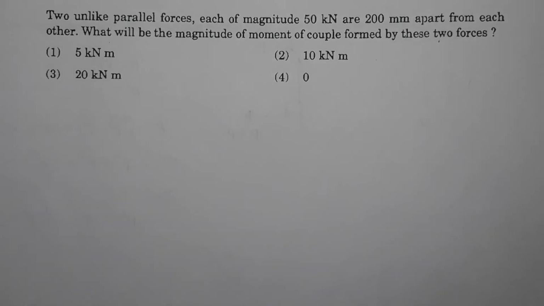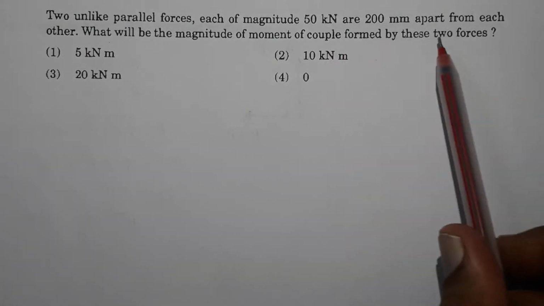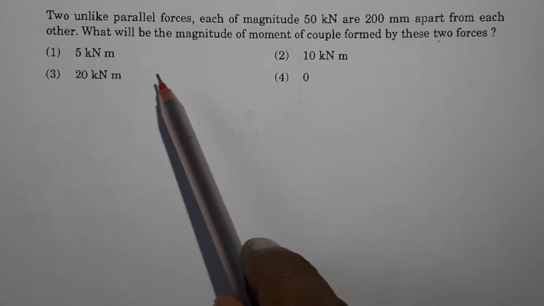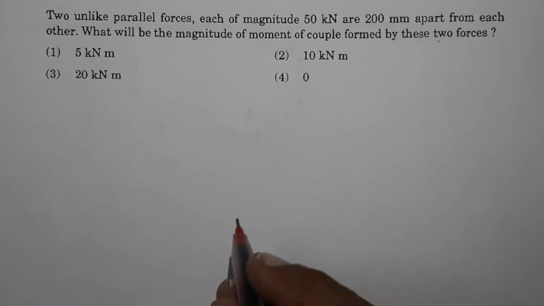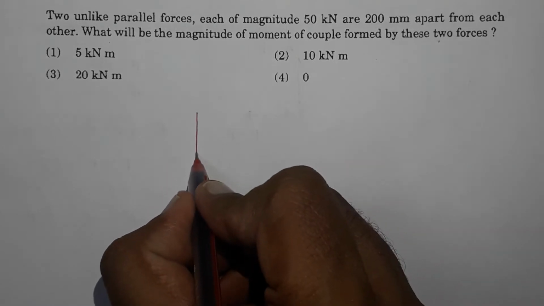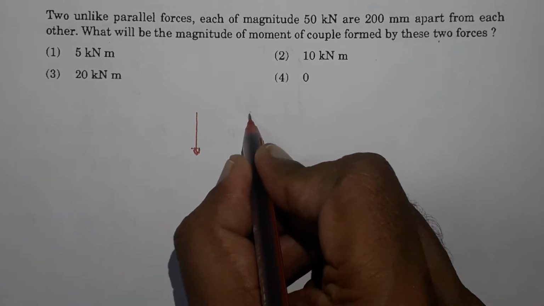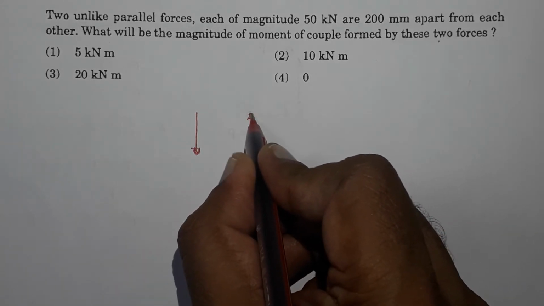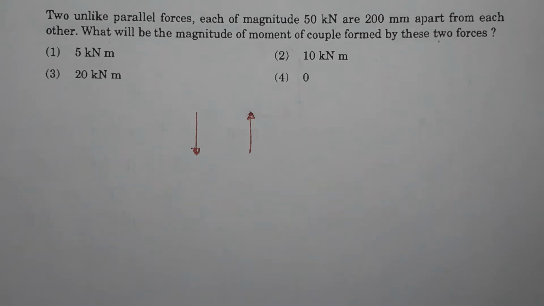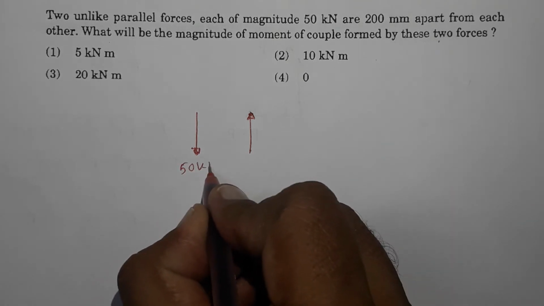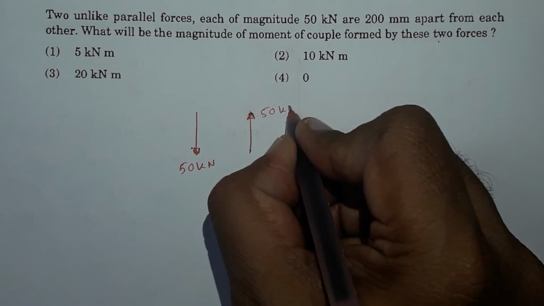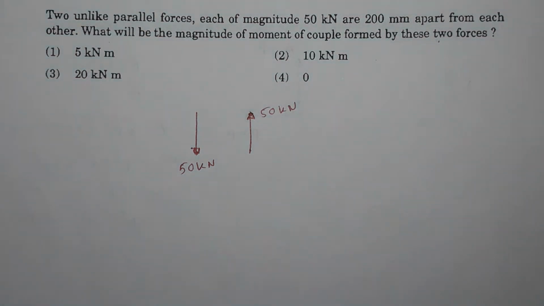that is question number 2. Two unlike parallel forces, each of magnitude 50 kilonewton, are 200 mm apart from each other. What will be the magnitude of moment of couple formed by these two forces? So there are two forces which are 50 kilonewton each. So let it be the first force, and this is the second force. So there are two unlike parallel forces. Unlike means their directions are opposite. So these are the two unlike parallel forces. This is 50 kilonewton. It is also 50 kilonewton, and the distance between these two is 200 mm.